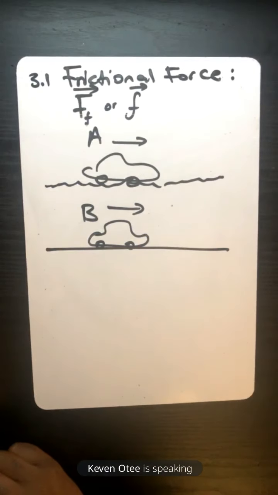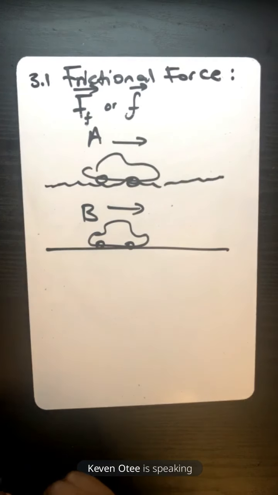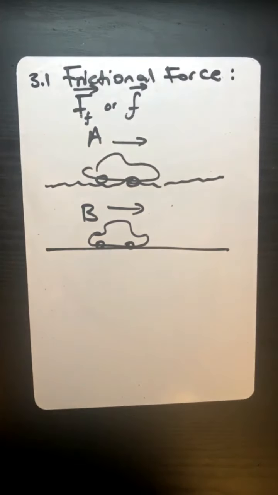Kevin: Car A, sir. The rougher the surface, the more frictional force between the object and the surface. 100%. Ladies and gentlemen, in short, the rougher the surface, the more the frictional force. The less rough the surface, the less the frictional force between the object and the surface. Very, very important, ladies and gentlemen.